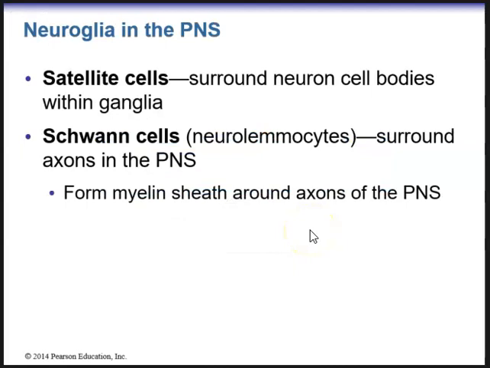Now in the peripheral nervous system, the neuroglia that we can find include satellite cells. Satellite cells will surround neuron cell bodies within the ganglia. And then we have Schwann cells, or neurolemmocytes. Neurolemmocytes surround axons in the peripheral nervous system. So in the central nervous system, they're called oligodendrocytes. In the peripheral nervous system, they're called Schwann cells. The Schwann cells, like the oligodendrocytes, will form that myelin sheath around axons of the peripheral nervous system.